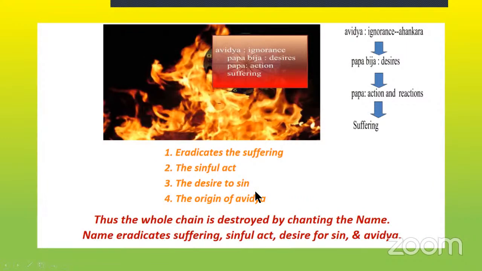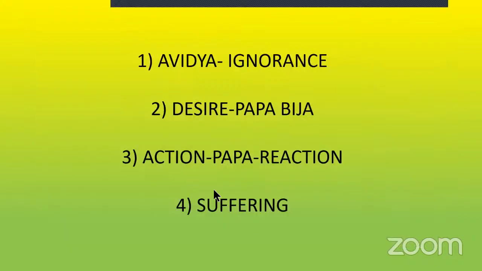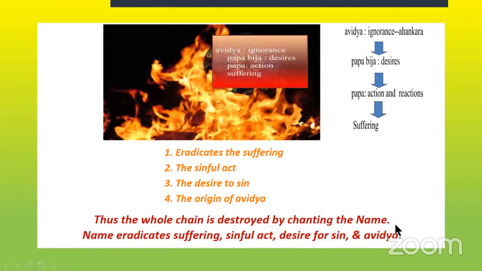And now this is what Maharaj gave yesterday. We finished studying all these things. The whole chain is destroyed by chanting the name. So this whole chain, that is avidya, desire, action, reaction, suffering, everything is destroyed by chanting. How? Chanting immediately goes and destroys the root, avidya, ignorance. Because of chanting the name, we come out of our ignorance.